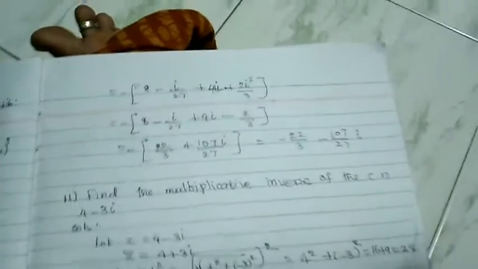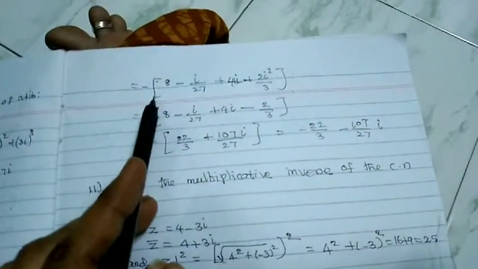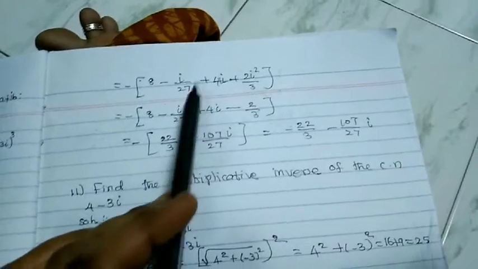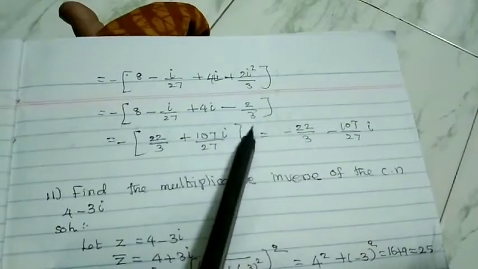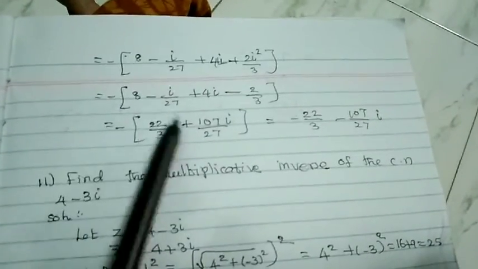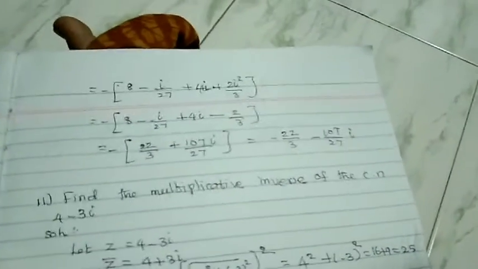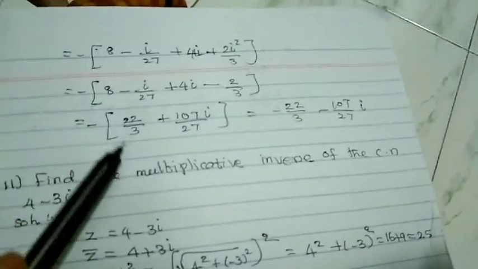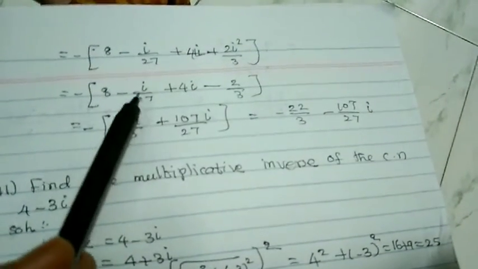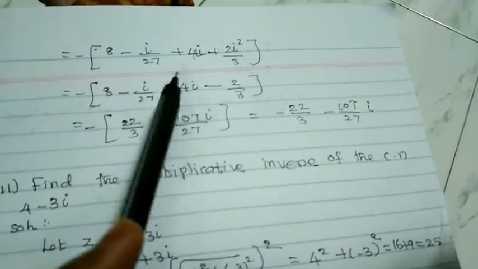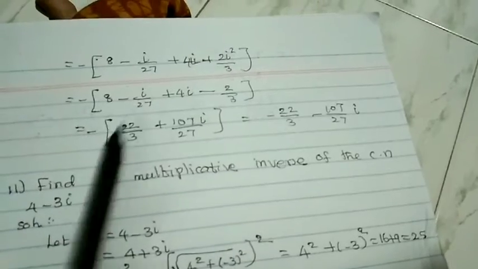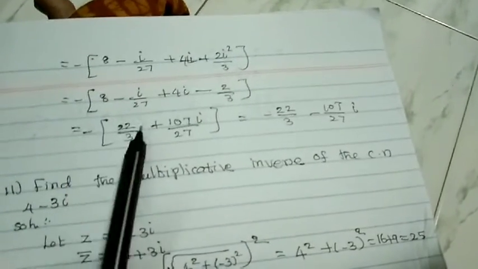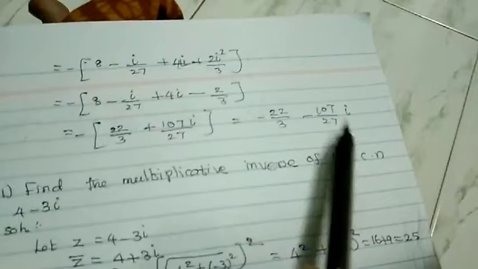The next one, take a simplification for that. So we are observing here within bracket minus of 8 minus i by 27 plus 4i plus 2i squared by 3. The value of i square is minus 1. So this is minus 2 by 3 plus 4i minus i by 27, 8. So 8 minus 2 by 3 means we are getting here 22 by 3. And then take LCM for this one. 27 into 4 means we are getting here 108. 108 minus 1 means 107i by 27. Then take this minus inside. Now we observe minus 22 by 3 minus 107 by 27 into i.